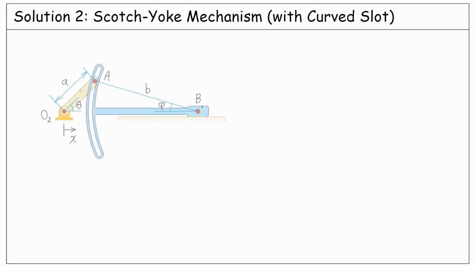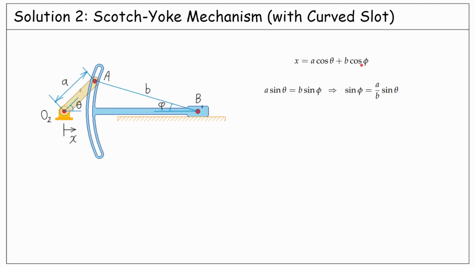In the second exercise, we have a Scotch-Yoke mechanism with a curved yoke. We can write the position of point B as A times cosine of theta plus B times cosine of phi. Since we need this position as a function of theta, we need to find the angle phi in terms of theta. As you see in this illustration, A times sine of theta and B times sine of phi are both representing the same thing. From there, we can write the sine of phi as a function of theta.